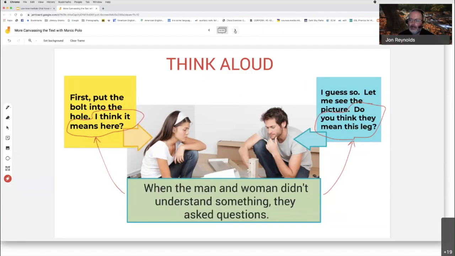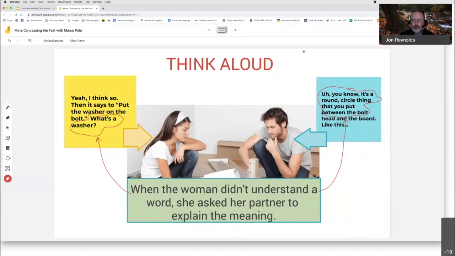Okay, so the idea is, do you notice how they were talking to each other? For example, did you notice when the man and the woman didn't understand something, they asked questions? So remember, she says, I think it means here. Like, I'm asking you a question. Is this what this means? Notice he says, do you think they mean this leg? So when they didn't understand something, they asked each other questions. Well, that's what we do when we're talking, right? When we don't understand something, we speak, and we mention those questions out loud where people can hear them.